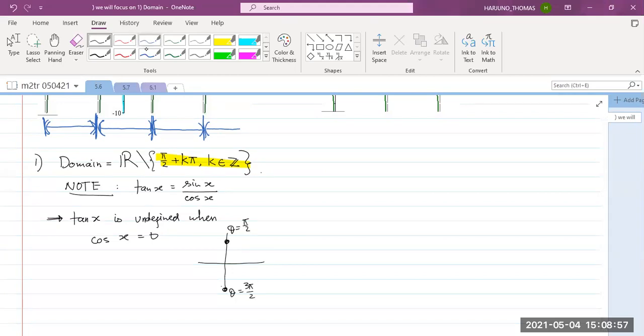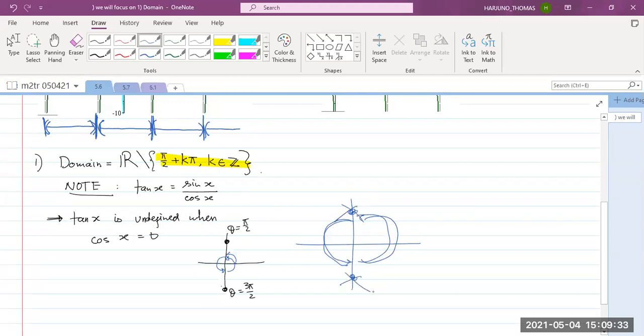Now you can see it this way. You can see that cosine x equals 0 when theta is pi over 2, or every 180 degrees after that, every pi units after that. So at pi over 2, and then you add pi, you get 3 pi over 2, you add pi, you get 5 pi over 2, you add pi, you get 7 pi over 2, and so on and so forth, as long as it hits this position and this position. Therefore, cosine x equals 0 when x equals pi over 2 plus any integer multiple of pi.